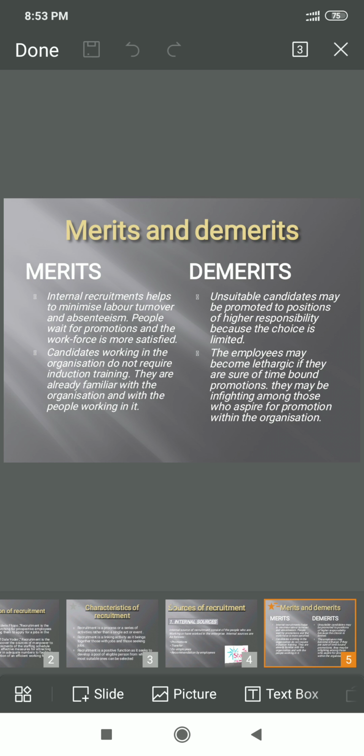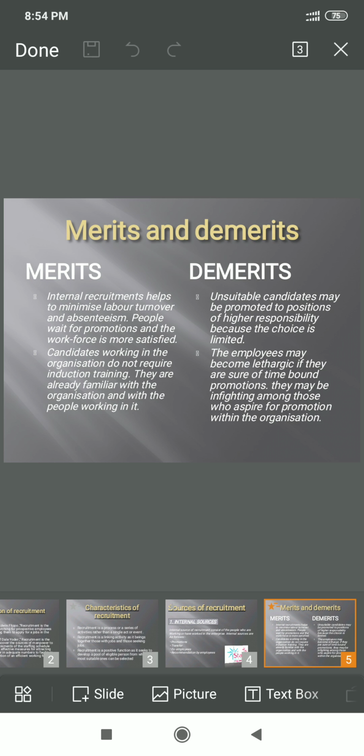Right. Now moving on to the demerits. When we talk about the demerits, what are the demerits? The demerits are nothing but the disadvantages, the problems, the difficulties which we face when we go for the internal source of recruitment. The first point: unsuitable candidates may be promoted to positions of higher responsibility because the choice is limited. The first point is limited choice.